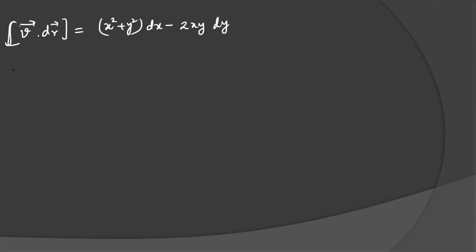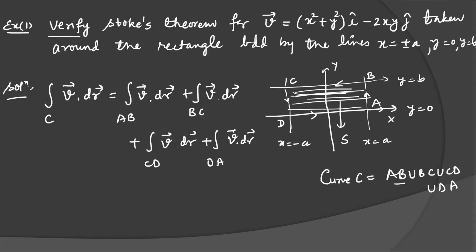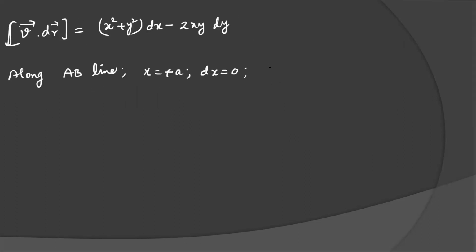What is V dot dr? I'm going to calculate V dot dr here firstly. It will be (x square plus y square) dx minus 2xy dy. Now I'm going to solve along the AB line. What is the AB line actually? The AB line is x equal to plus a. Then your dx is going to be 0. What about y? Y is varying from 0 to b. So y is variable, remember, so the limit will be in y actually.